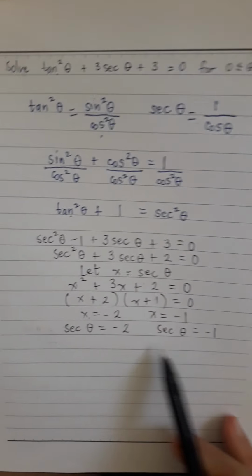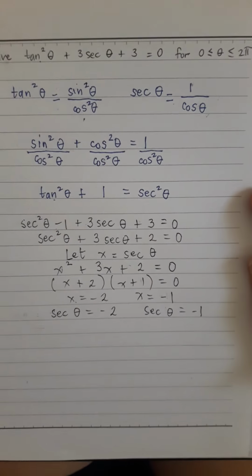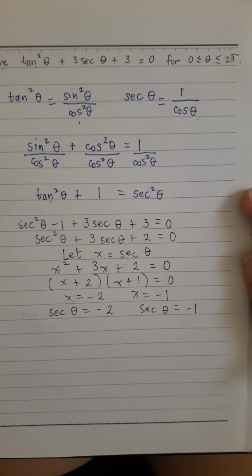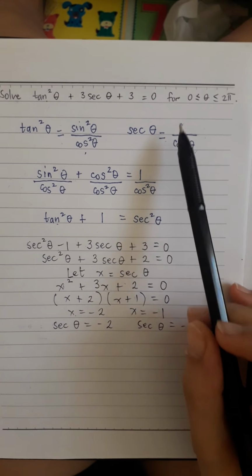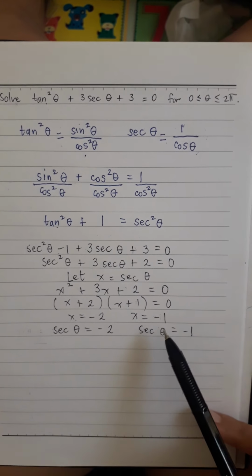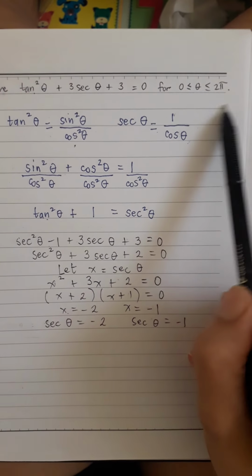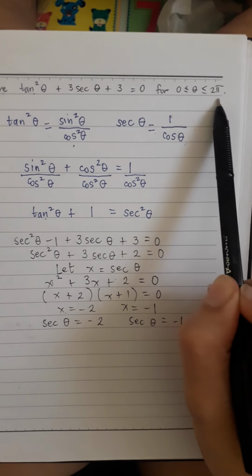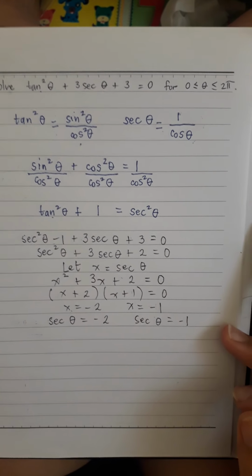And from here, you will know what will happen. Get the basic angle and then get the values for theta. There is no need to change the domain because the ratio secant is using the angle theta, which is what we also want to get. So we don't need to adjust or change the domain. From here, you just continue finding the values of theta.